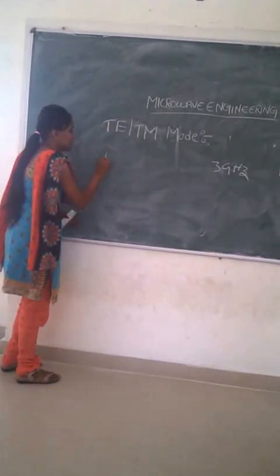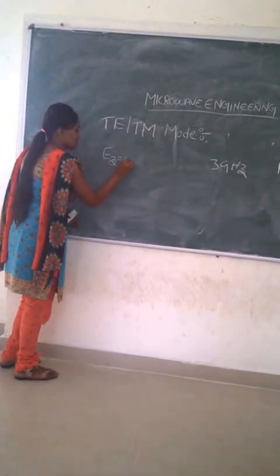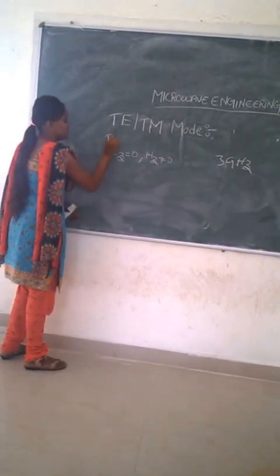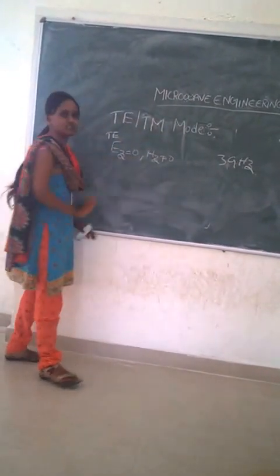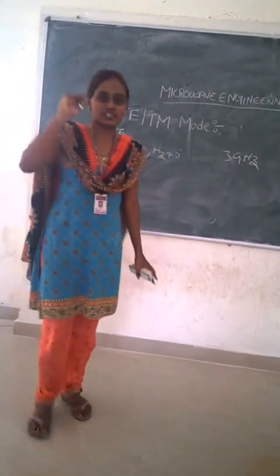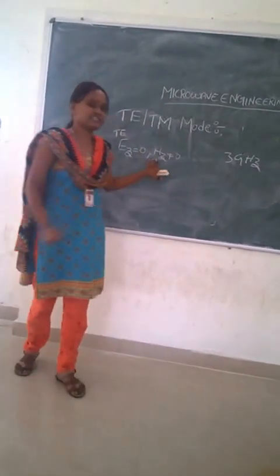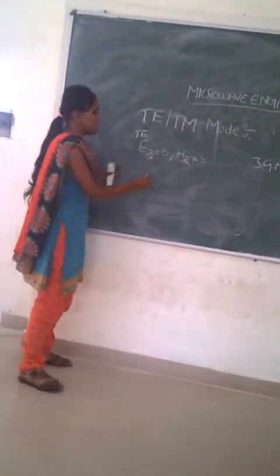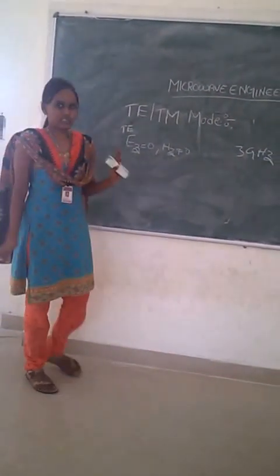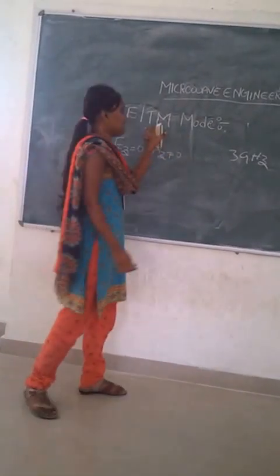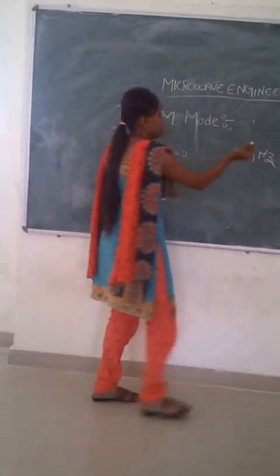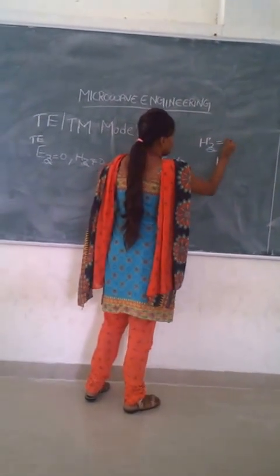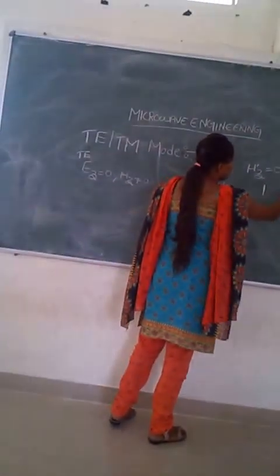In TE mode, Ez equals 0 and Hz is not equal to 0. What is Ez? Electric field along the direction of the Z axis. And what is Hz? Magnetic field along the direction of the Z axis. In TE mode, Ez equals 0 and Hz is not equal to 0. In the same way, in TM mode, Hz equals 0 and Ez is not equal to 0.